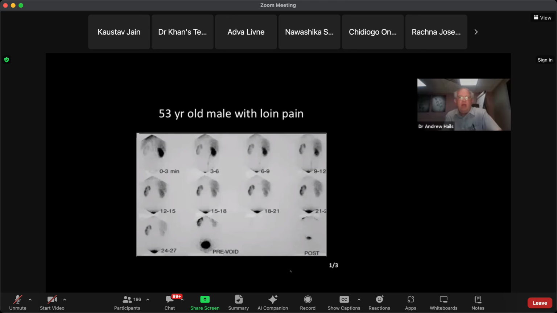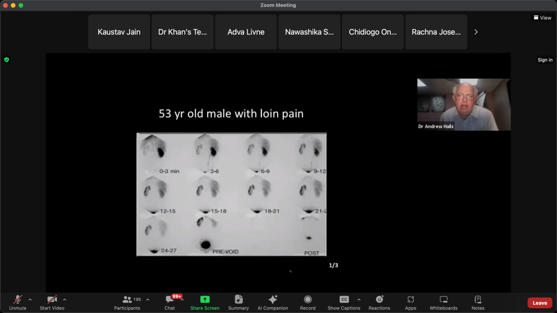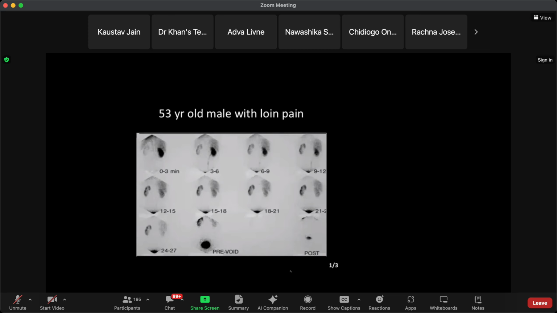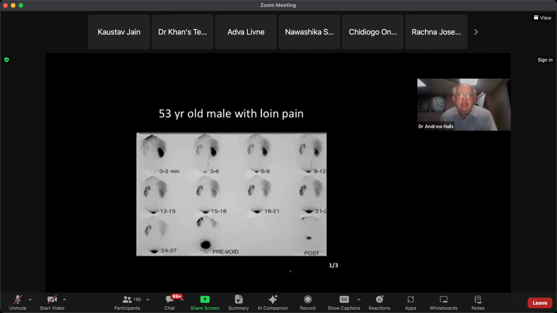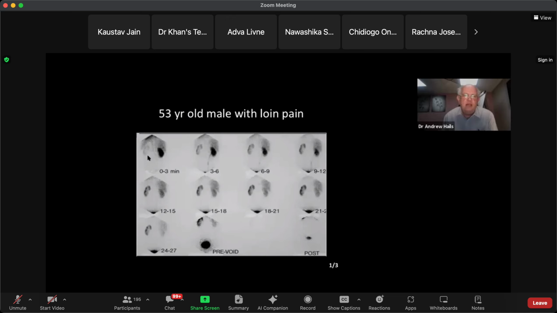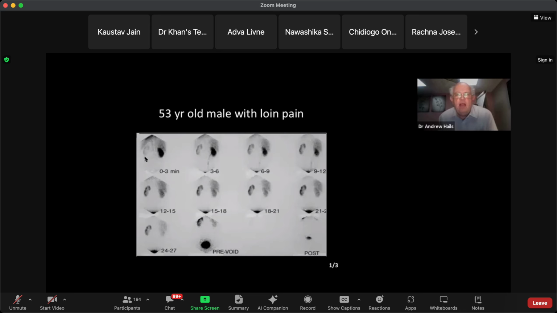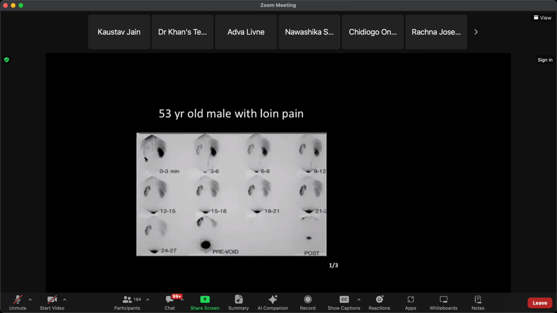Now, I will ask you about this one. It's a 53-year-old male with loin pain. Could you tell me which side the loin pain is? Left side. Yeah, and by left side, do you mean this one? That's right. You mean that one, yeah? Okay. And why do you say that one?